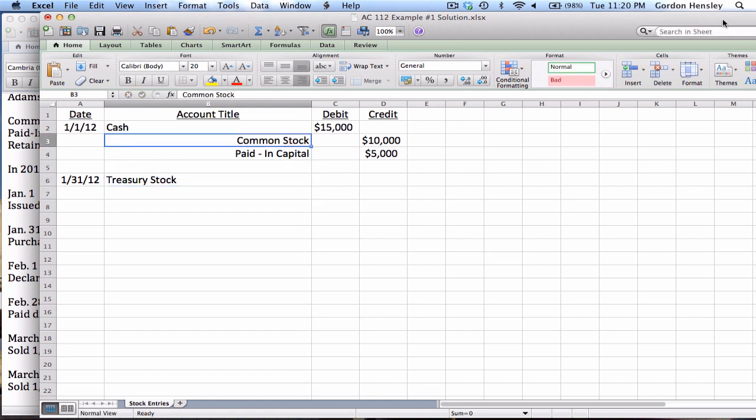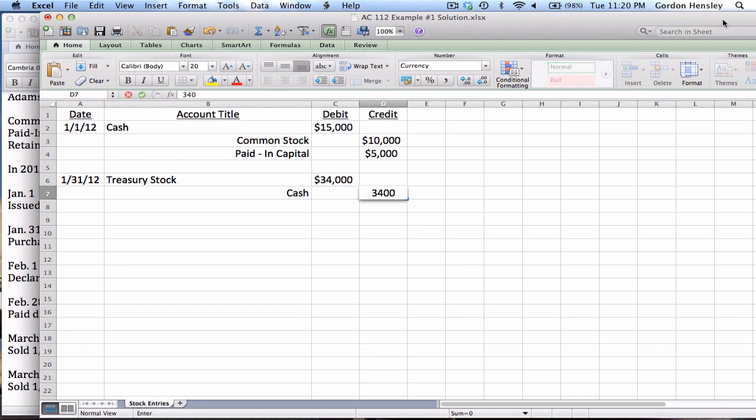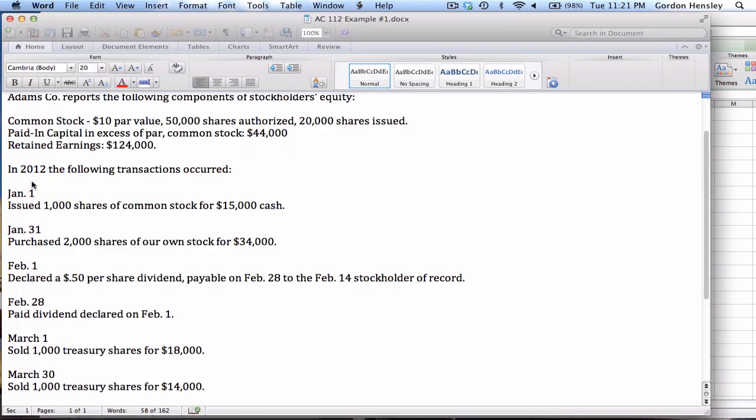Up here I credited common stock. That's because I was selling the stock. Well, down here when I'm buying it, it would make sense to do the opposite. So I'm debiting that and calling it treasury stock because it is my own stock. And I'm going to pay for that with cash. So I'm going to have to credit cash. And the amount involved is $34,000 because that's the price that they gave us. So we're spending $34,000 there.